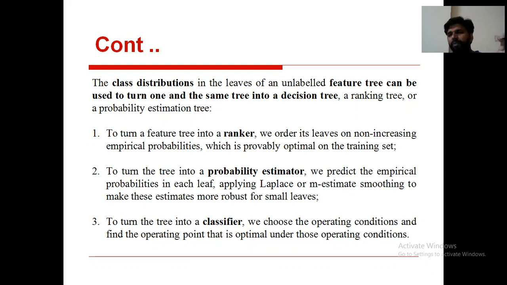We order the feature tree leaves on non-increasing empirical probabilities. And to turn a tree into a probability estimator, we predict the empirical probabilities in each leaf. Got the point? What do we need to do in both cases, for the ranker tree and the probability estimator tree? We need to calculate the empirical probability on each and every leaf, and apply Laplace or m-estimate smoothing to make the estimates more robust for small leaves.